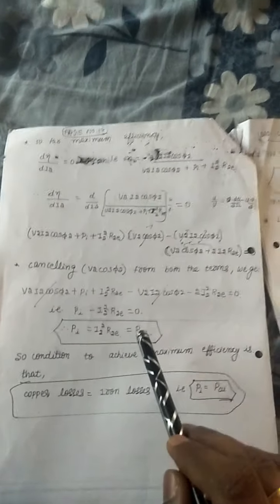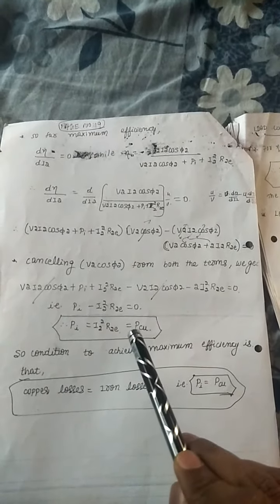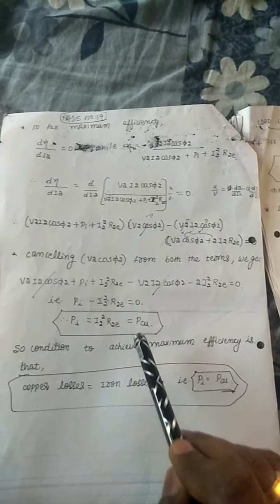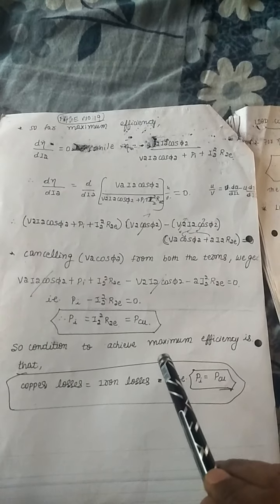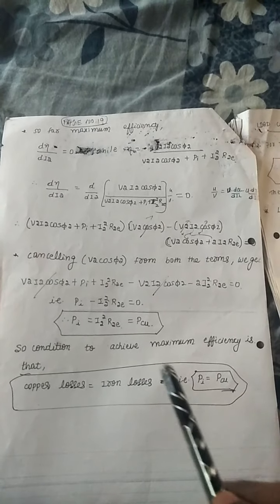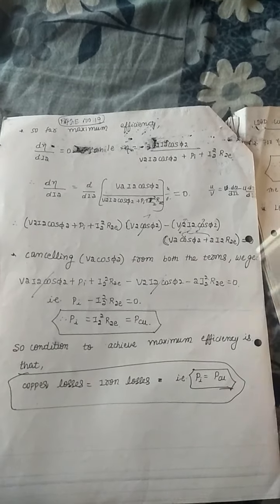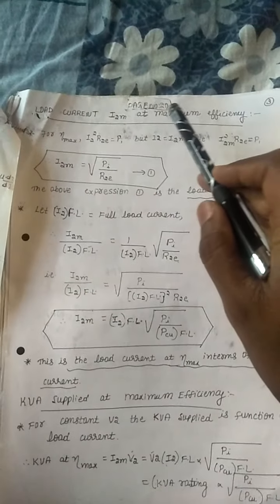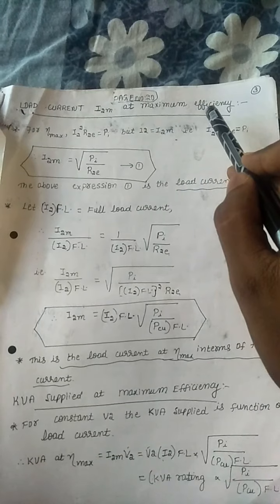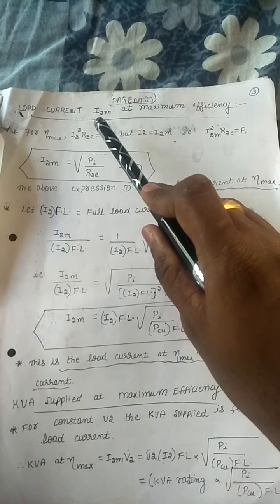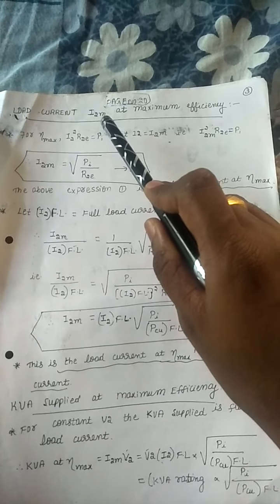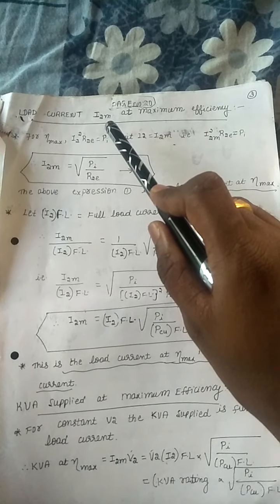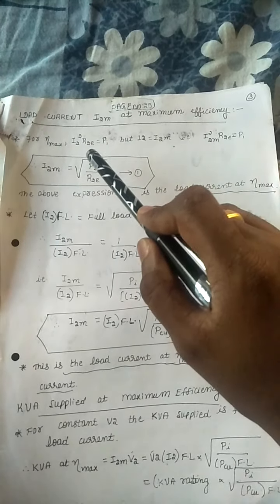What does it mean? For maximum efficiency, the iron loss should be equal to the copper loss. Only then will you get the maximum efficiency in a transformer. Then the load current I2M at maximum efficiency: I2 is the secondary current, nothing but the load current, and the subscript M stands for the load current at maximum efficiency.